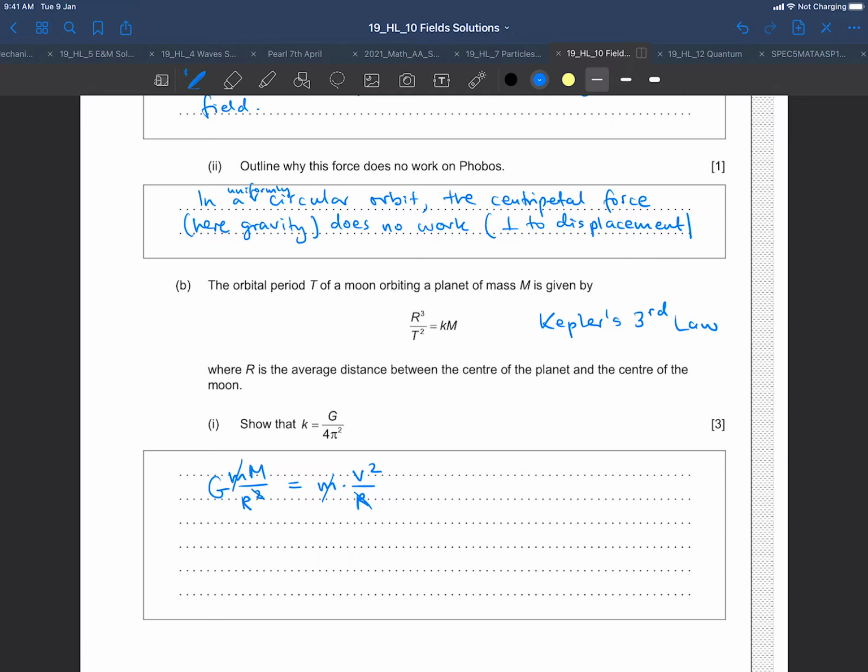Cancel one r, like that. And then what do we have to do? We have to remember that the speed is the circumference over the period, to get the period involved and eliminate v. So we plug that in, and v squared gives us 4 pi squared r squared over T squared. Now we're almost there. We can simply divide by 4 pi squared and multiply, to get r cubed over T squared. And there you go, right? So that shows us that k is G over 4 pi squared.